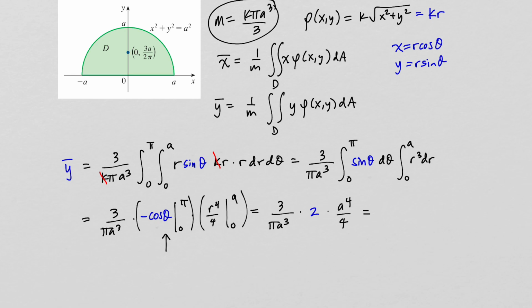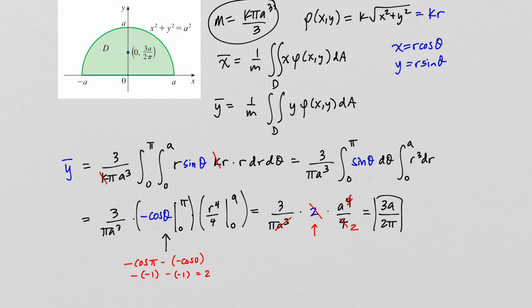So when getting y bar, the k's are still going to cancel. The cosine became a sine. We can still separate the integrals. The integral of sine is negative cosine. And right there, we're going to have negative cosine of pi minus negative cosine of 0. This is negative, negative 1 minus negative 1, which is 2. So I bring that value in here. And now if I simplify, 2 goes into 4 2 times. a cubed goes into a to the fourth a times, and we end up getting 3a divided by 2 pi.